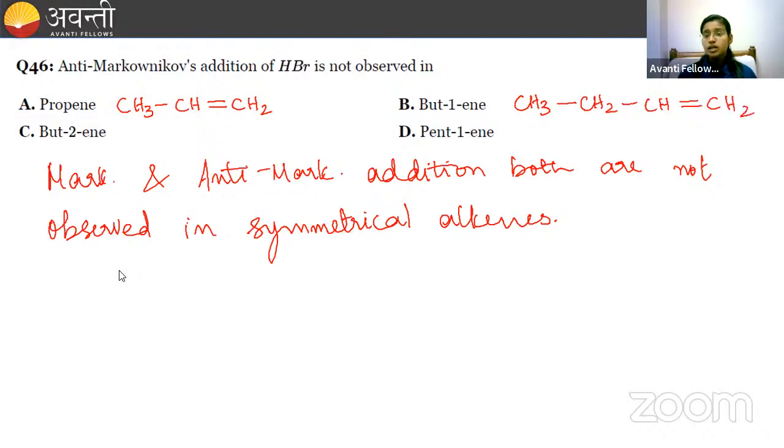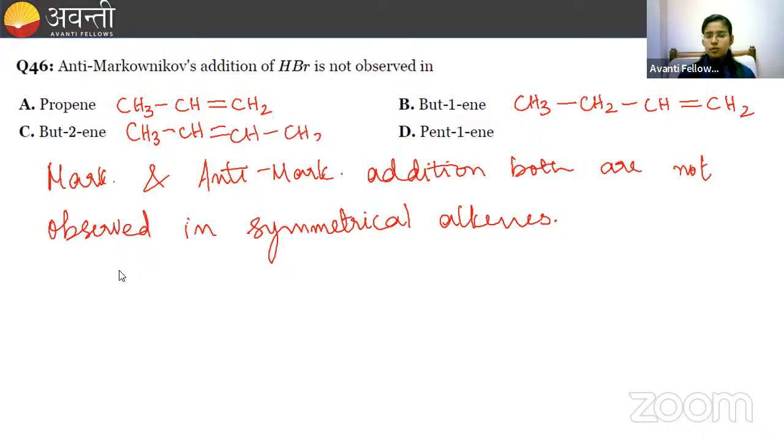Again, it is unsymmetrical. Unsymmetrical means if I cut the molecule into two with respect to the double bond, I will get two unequal halves. So those molecules are called unsymmetrical molecules. And again, anti-Markovnikov and Markovnikov can be observed here. When I come to but-2-ene, it is CH3-CH=CH-CH3.